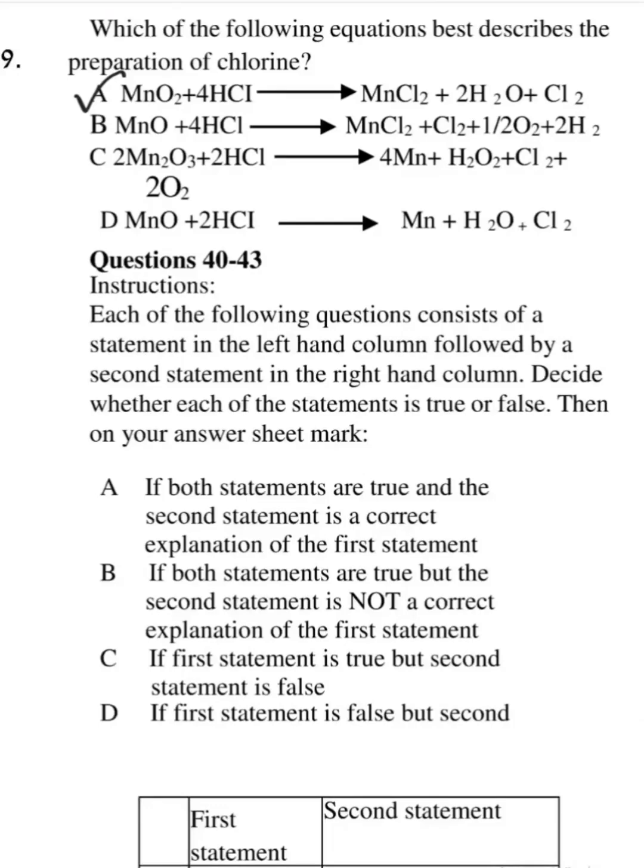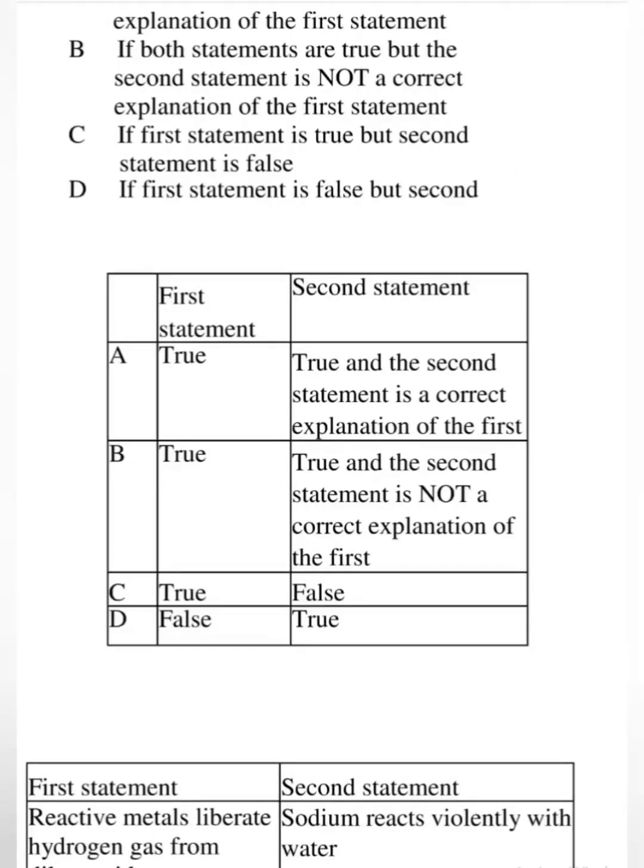Questions 40 to 43. Instructions. Each of the following questions consists of a statement in the left-hand column, followed by a second statement in the right-hand column. Decide whether each of the statements is true or false. Then, on your answer sheet, mark option A if the first statement is true, the second also true, and the second is a correct explanation of the first. B, if the first statement is true, and the second is also true but is not a correct explanation of the first. C, first is true, second false. And in D, the first is false and the second true.